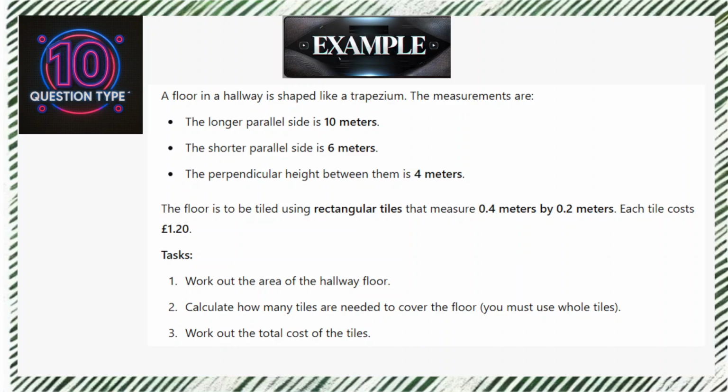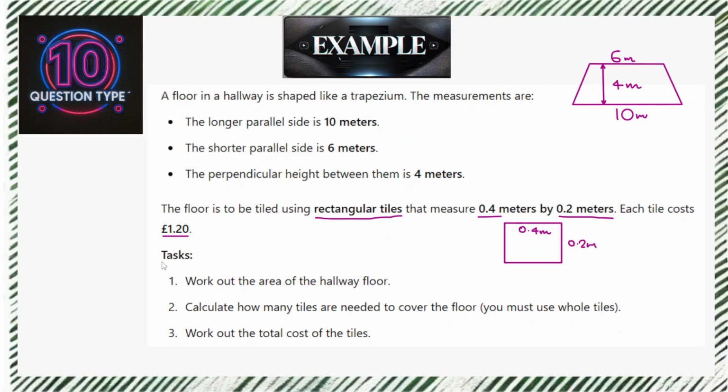Let's get started. A floor in a hallway is shaped like a trapezium. The measurements are given. So let's quickly draw the diagram of a trapezium. The longer parallel side is 10, the shorter side is 6, and the perpendicular height between them is 4 meters. The floor is to be tiled using rectangular tiles that measure 0.4 by 0.2 meters, and the cost of each tile is £1.20.